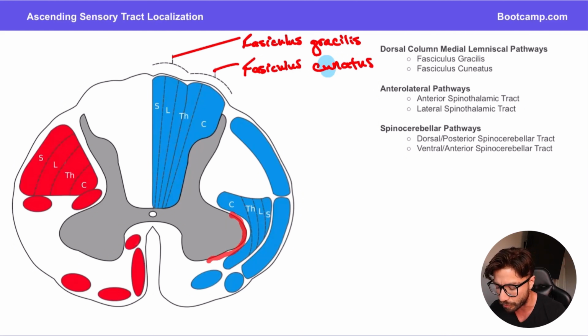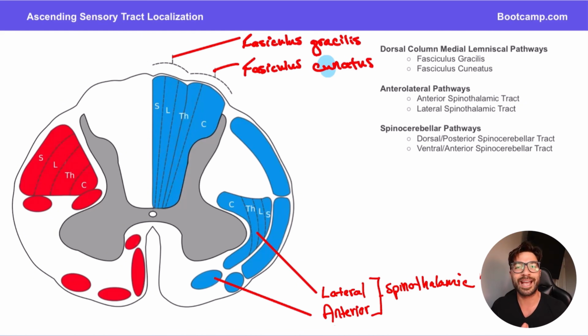So here's our ventral horn right here. And our lateral spinothalamic, it's going to be kind of wrapping around that ventral horn. Whereas if we follow this hook around, you can see we have this structure right here. This is going to be that anterior spinothalamic tract.